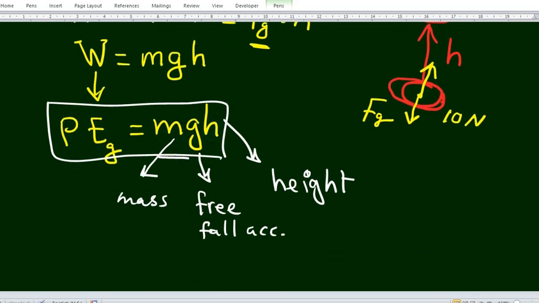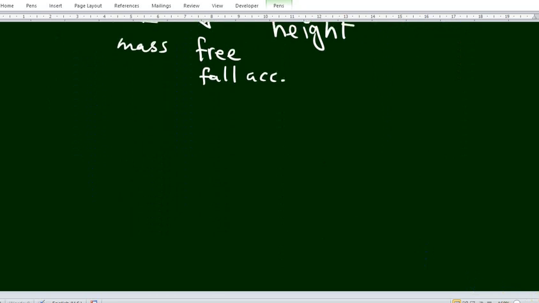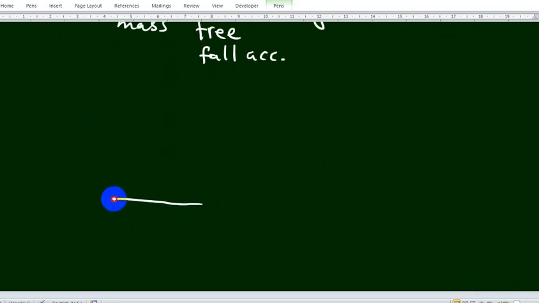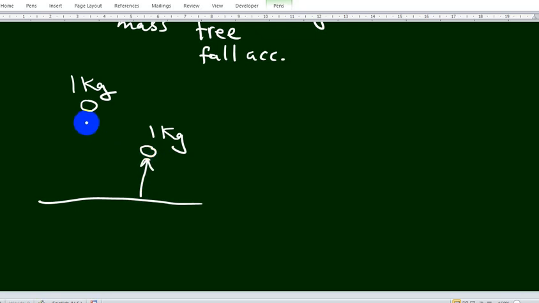Let's discuss it with an example. You have two objects, this object and this object, 1 kilogram and 1 kilogram. Which one has a higher potential energy? The first object or the second object? For example, this height equals 1 meter and this height equals 2 meters. Which one has a higher potential energy? Let's find the potential energy here and the potential energy here. But before calculating it, think about it.